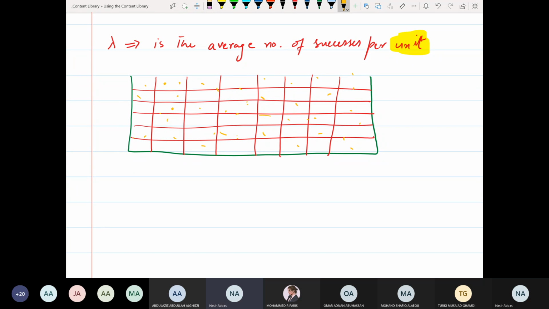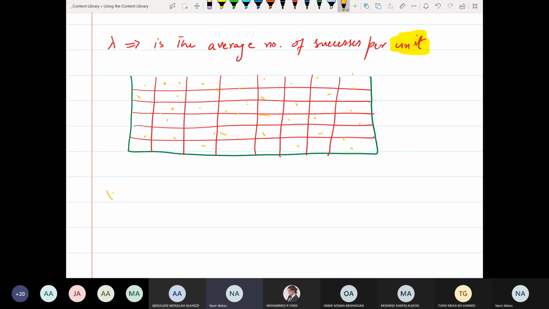In some boxes, it's happening 0 times. In some boxes, it is happening 1 time. In some boxes, it's happening 2 times, and so on. So what you are interested in is the number of successes per rectangle. That's your unit. The rectangle is your unit. So you're interested in the probability sometimes, or maybe the average sometimes, that if you pick one of these boxes randomly, you'll be interested in the number of happenings of this yellow event in that box.